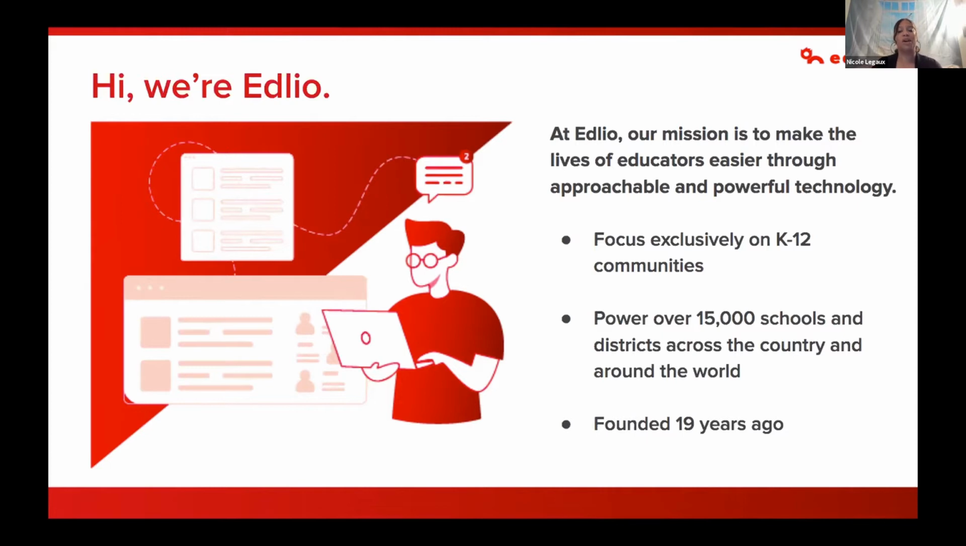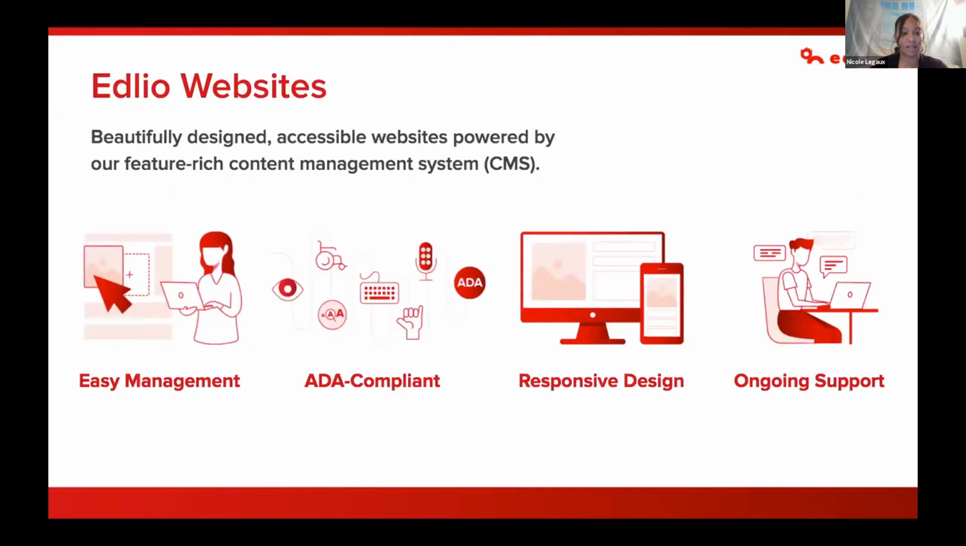We power over 15,000 schools and districts, which probably should be moved to 16,000 very soon, across the country and around the world. Believe it or not, Edlio received our start in New York. Our CEO, Ali, actually was in New York and signed up our first school, which was New Dorp High School in Staten Island. So New Dorp has been with us for about 18 years, going on 19, okay? And we have a lot of schools in Staten Island as well.